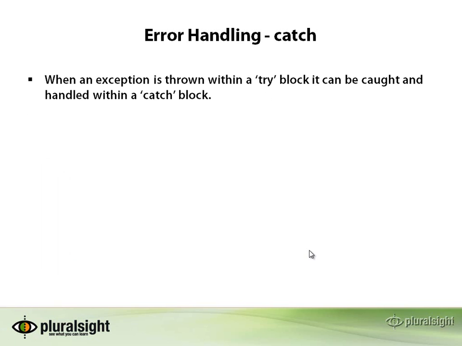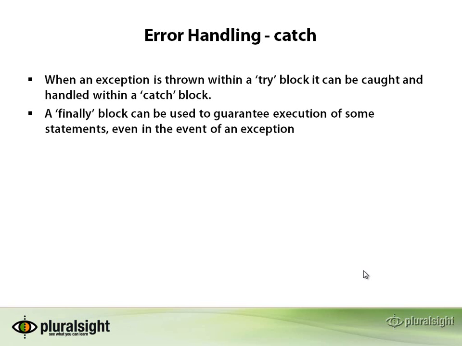Whenever an exception is thrown within a try block, it can be caught with an associated catch block. If the catch block is given an argument, the value of that argument will be set to the exception object that was given to the throw statement. A finally block can also be attached to the try catch block, and it's used to guarantee execution of a set of statements, even in the event of an exception or error. So no matter what else happens, we can be guaranteed that the finally block will always be executed.